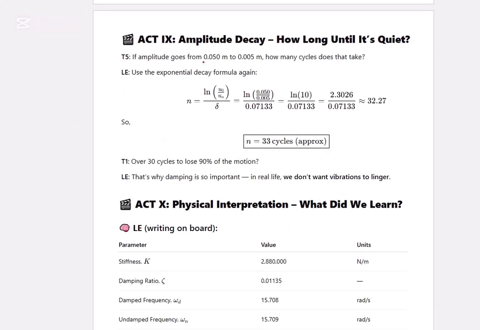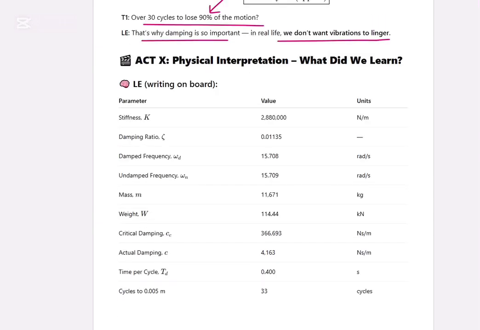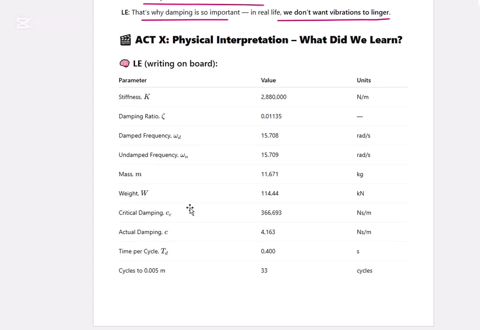So if the amplitude goes from 0.05 to 0.005, how many cycles does it take? It takes 33 cycles. So over 33 cycles, 90% of the motion is lost. That's why damping is so important. In real life, we don't want vibrations to linger. These are the results.